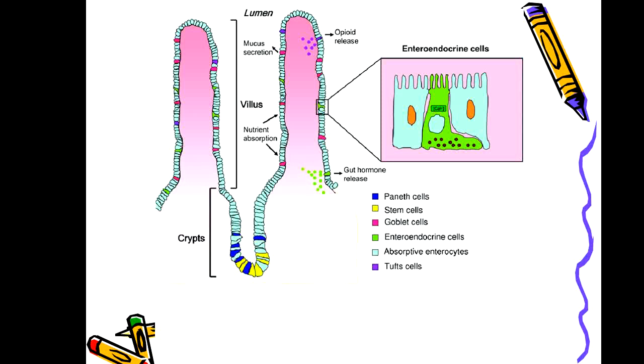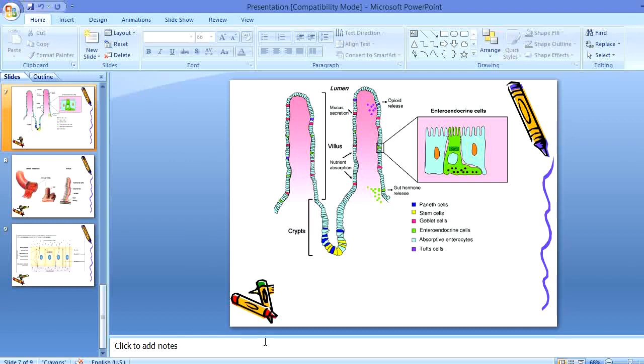The enteroendocrine cells secrete hormones directly into intercellular spaces, which are absorbed into the bloodstream. They are not secreted into the lumen, just like the enzymes. Various types of enteroendocrine cells are there, responsible for the secretion of these hormones.